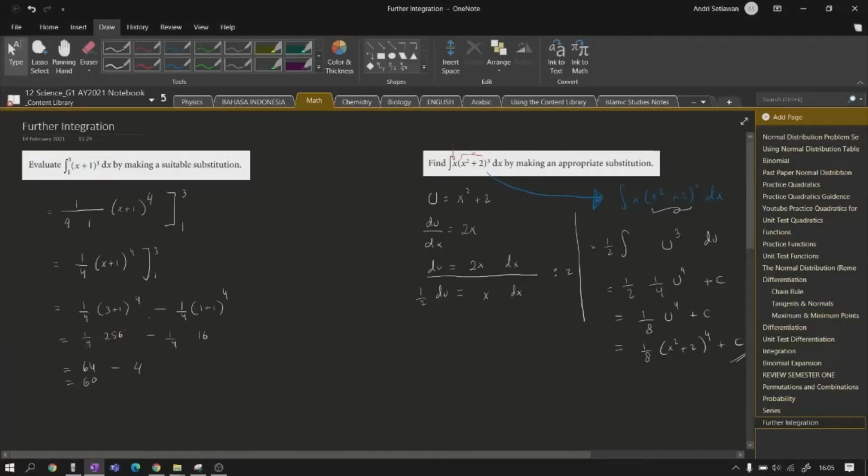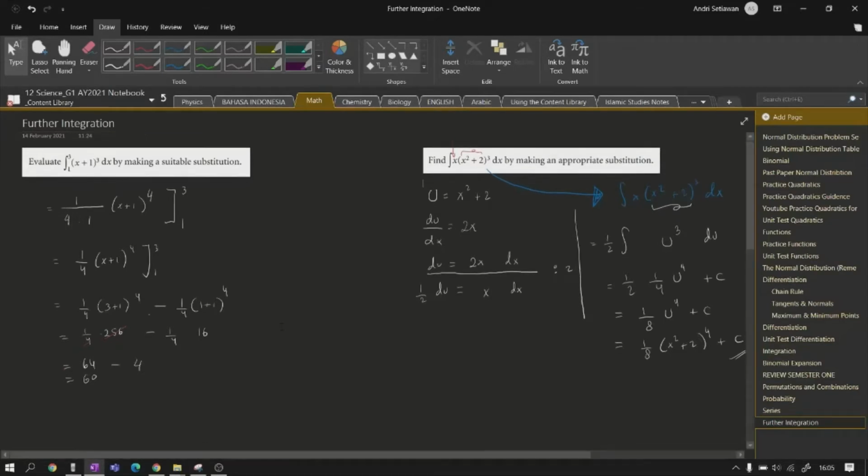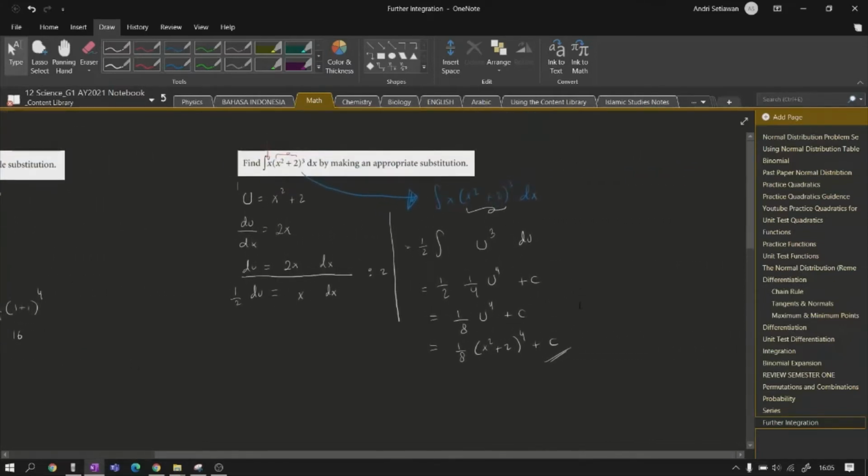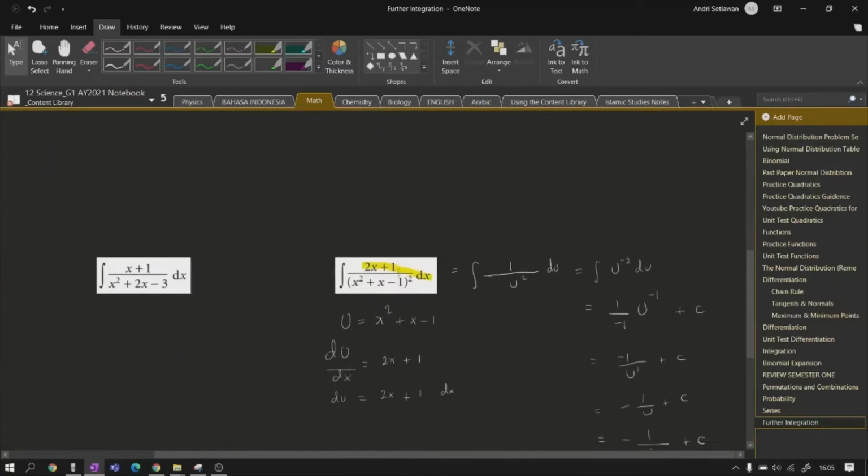Okay, this is the second part of further integration. In the previous part, we talked about how to integrate using simple rules of integration and how to integrate using appropriate substitution. You have seen two examples of integrating with appropriate substitution. This is the first example, and this is the second example.